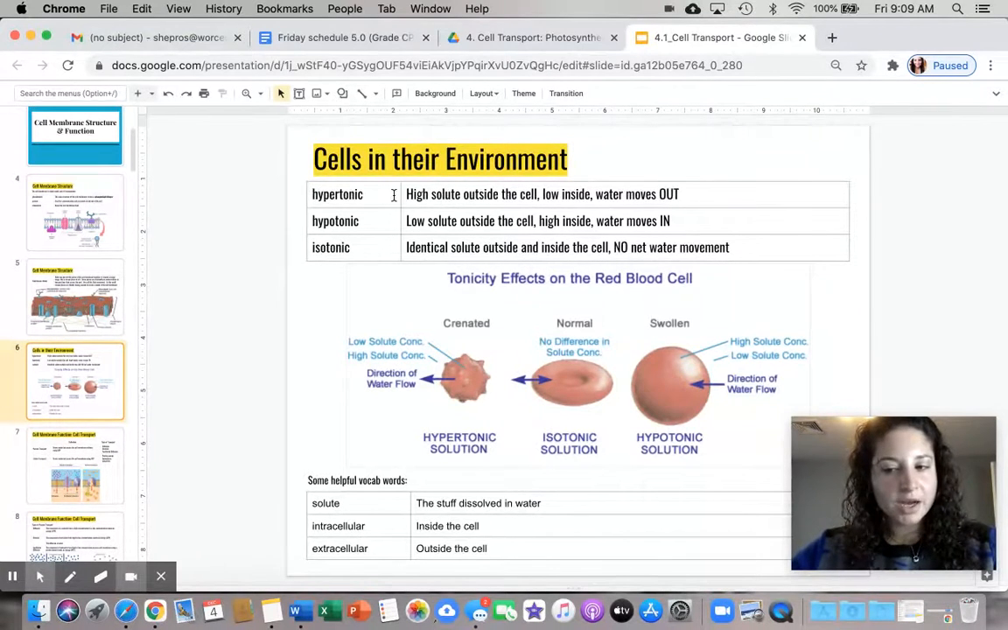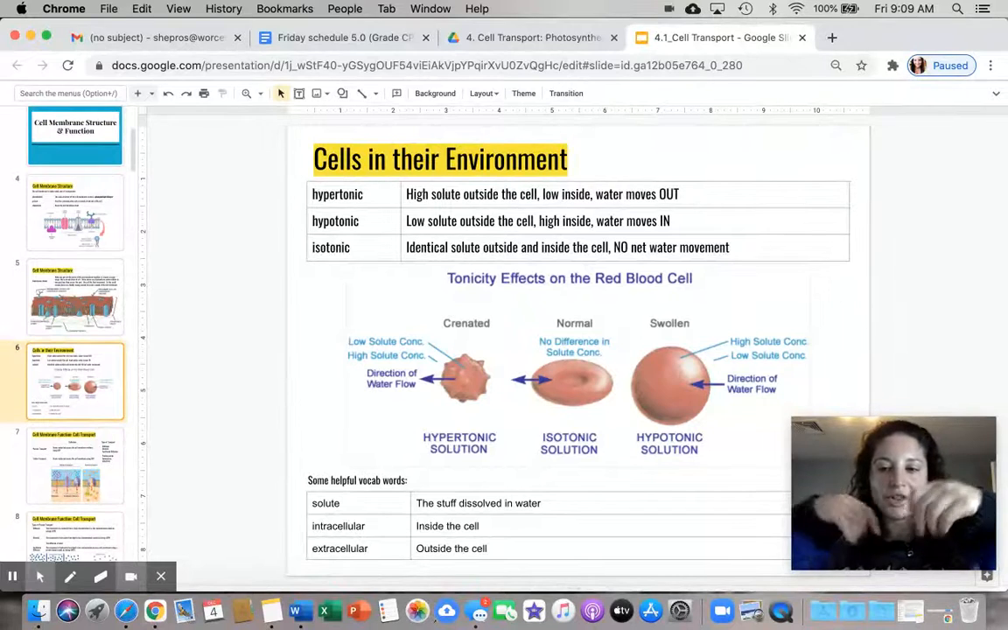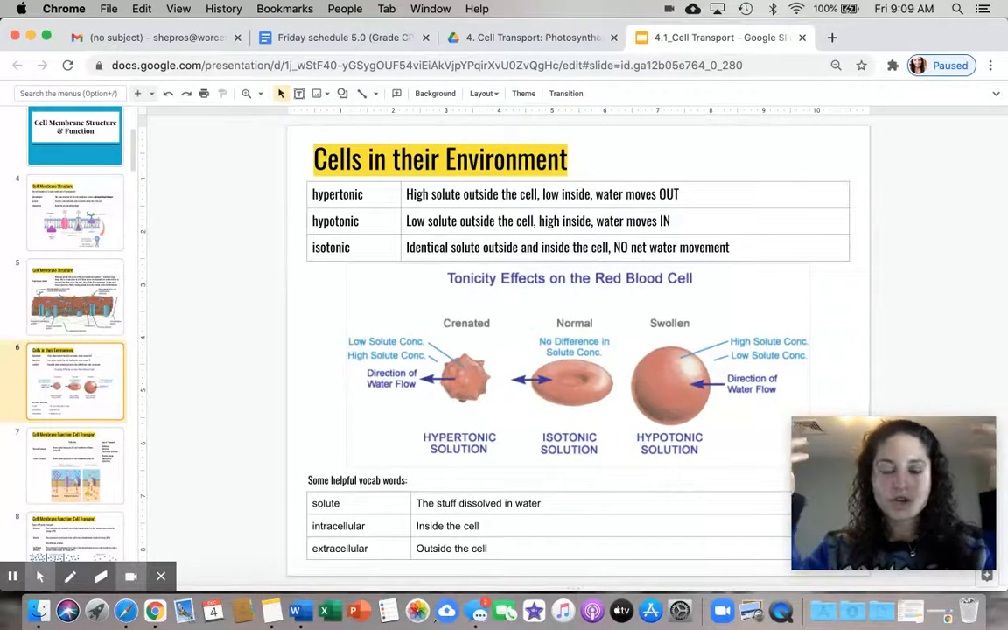So hypertonic, very similar to hyperactive. It means that you have more of something. So this means there is more solute or a high solute outside of the cell, low solute inside of the cell, and we're going to see that water will eventually move out of the cell because of this. So solute right here is just the stuff that's dissolved into water. So if you take a cup of water and pour a bunch of sugar in there, mix it up, and let it dissolve, the sugar would be the solute in the water.